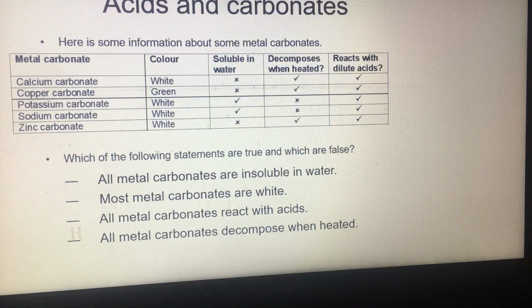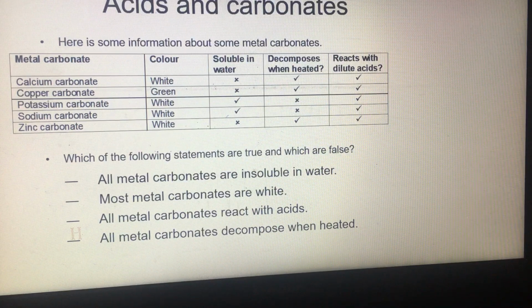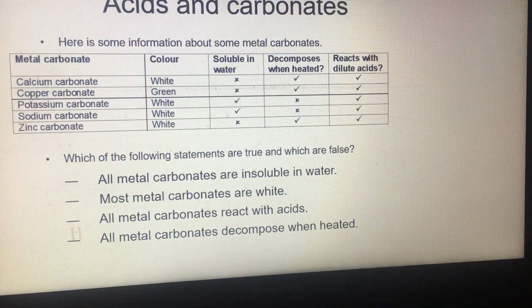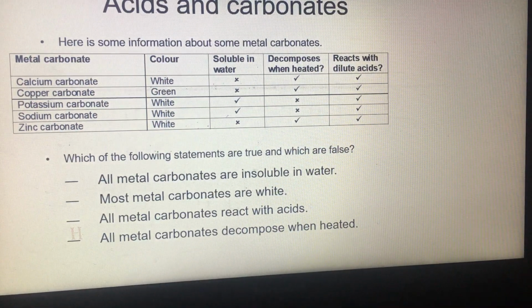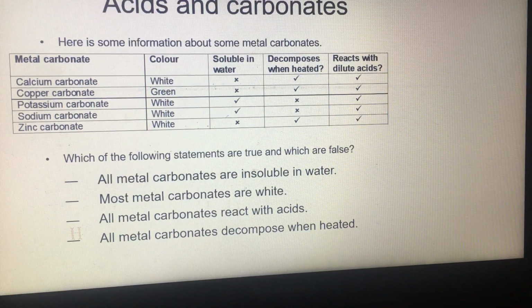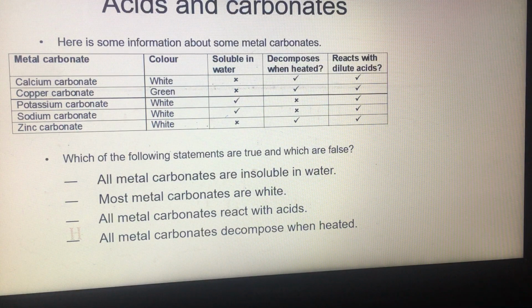The fourth sentence, all metal carbonates decompose when heated. So this sentence is not correct, it's false, because if you look at the table, you will find that three carbonates decompose when heated, which are calcium, copper, and zinc. But the last two carbonates, potassium and sodium carbonates, don't decompose when heated. So the sentence is false.